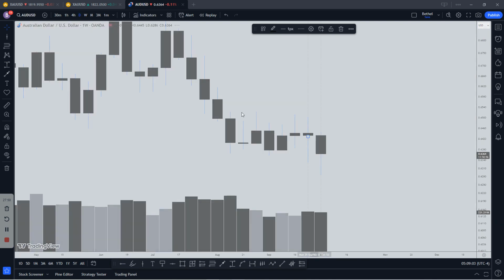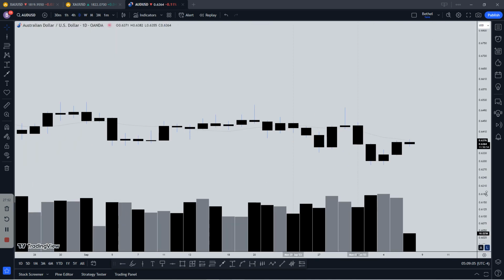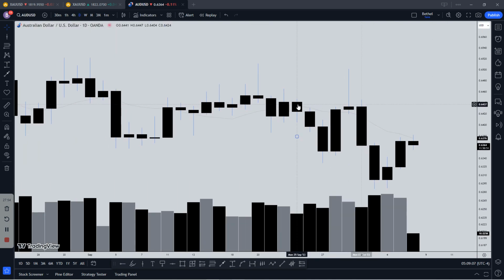If we move down to the daily, you can see the first day of that week, second day, third day, fourth day, fifth day of that week. So there are always 5 days in a trading week. Here you can see Monday, Tuesday, Wednesday, Thursday, Friday, and then this one, Monday, Tuesday, Wednesday, Thursday, Friday.